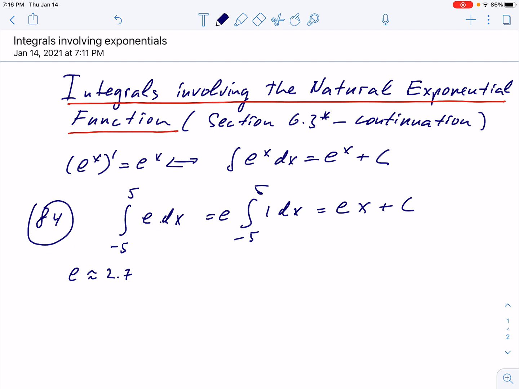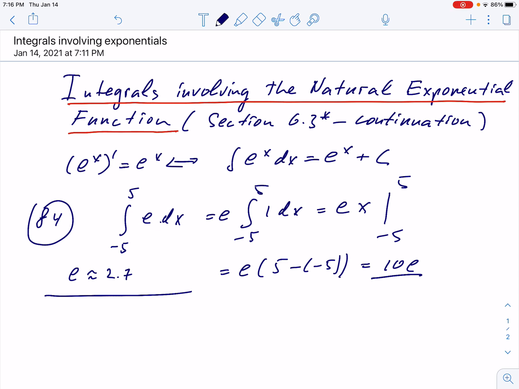And we have to take this between negative 5 and... Actually, we don't need this c. Sorry about that. I was carried away. Just put limits. Negative 5, 5. For x is a constant. So this will be e, first we have 5, then minus negative 5. And this is actually 10 times e. 10 times Euler's number. Simple example. It's important to read correctly what is given here.